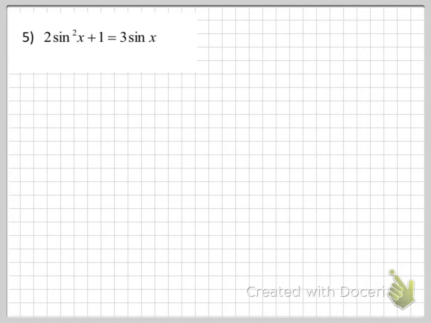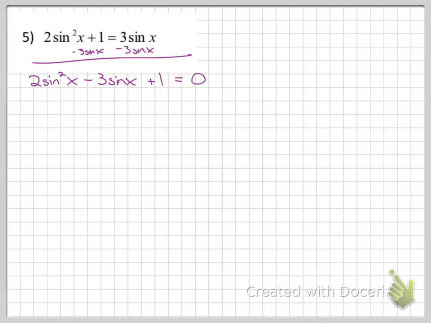Okay, number 5. So I have sine x's on both sides of the equation, or variables on both sides of the equation. So we need to move them all to the same side. Whenever possible, keep your squared positive, right? So let's move the 3 sine x. And then let's make it look like it should: 2 sine squared x, and then put the 3 sine x in the middle, and then the plus 1 equals 0, right? We would like our exponents to count down.